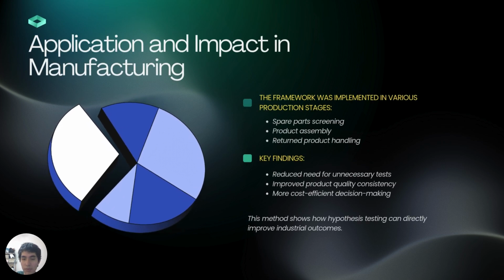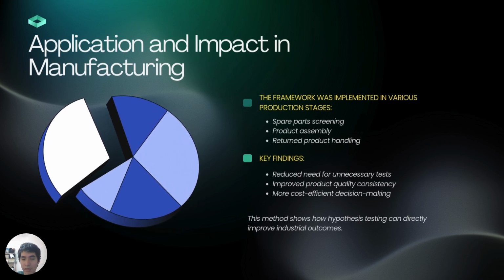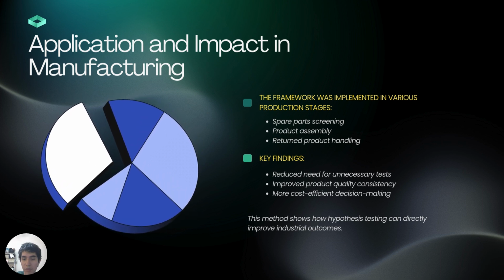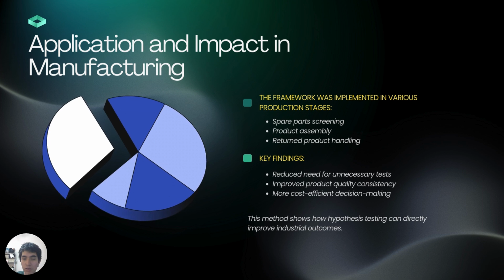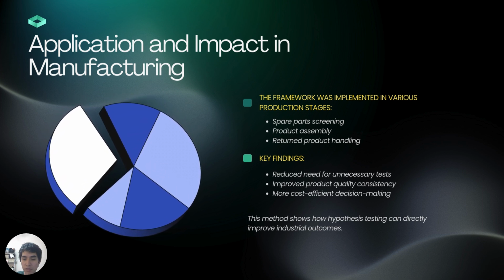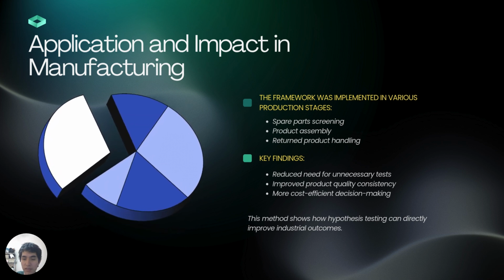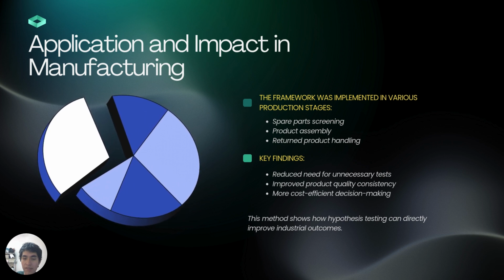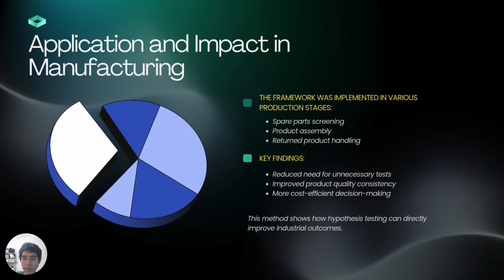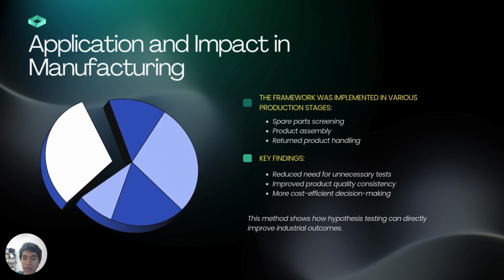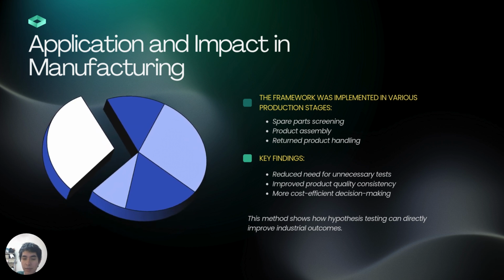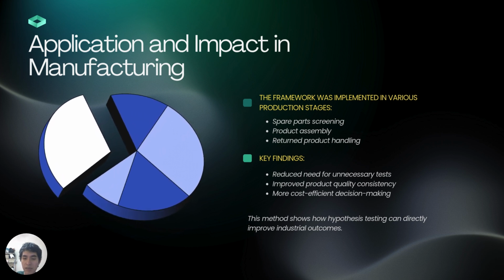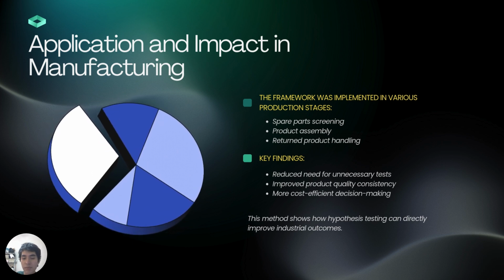This model was applied to various manufacturing contexts: spare parts screening, product assembly, and handling returned items. In each case, the dual-stage approach reduced unnecessary inspections and helped maintain consistency in product quality. In large production facilities, even small improvements like these translate into significant savings. Additionally, it gives managers a defensible, data-driven way to justify decisions, especially when dealing with suppliers or clients who demand transparency.